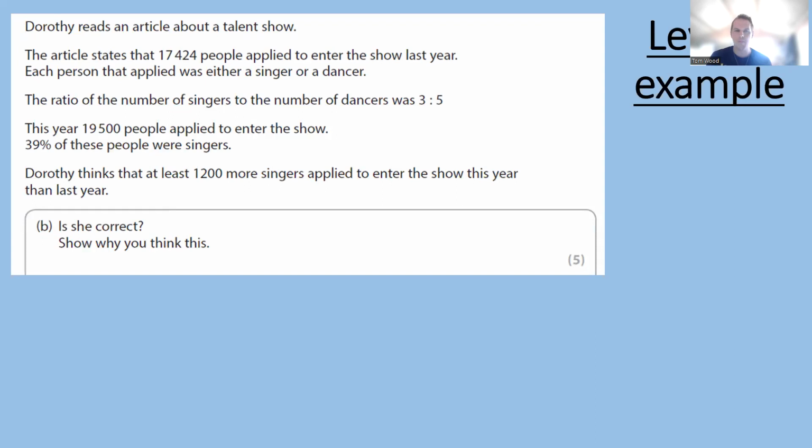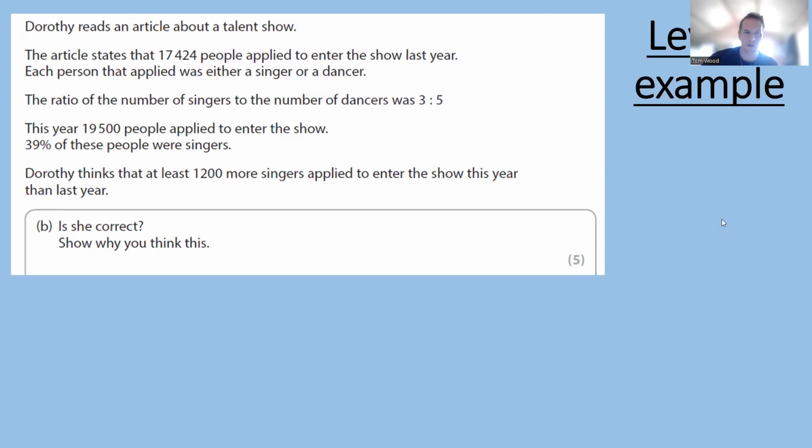So we've got one more example here then. Dorothy reads an article about a talent show. The article states that 17,424 people applied to enter the show last year, and each person that applied was either a singer or a dancer. The ratio of the number of singers to the number of dancers was 3 to 5.